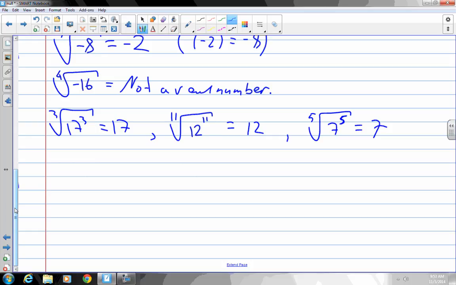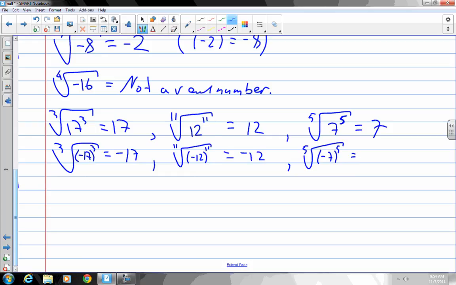So kind of the same idea. If your index of the radical matches the power, they should kind of cancel each other. We have to be a little more careful, just like before, if I introduce negatives. But keep in mind that negative roots can produce negative results. So what do you think the cube root of negative 17 cubed is going to be? Negative 17. That's okay to have a negative result here. And then negative 12, and then negative 7.